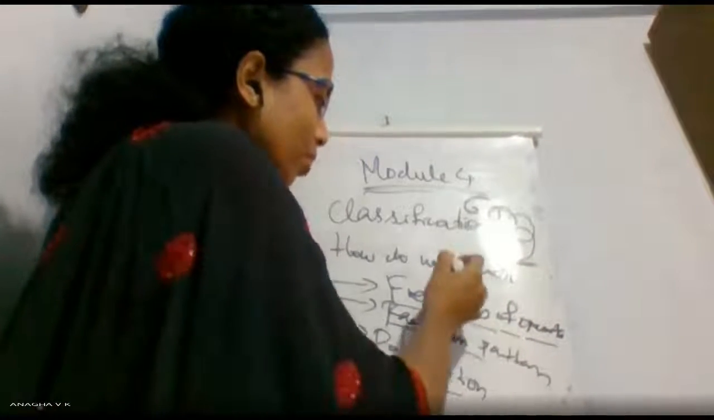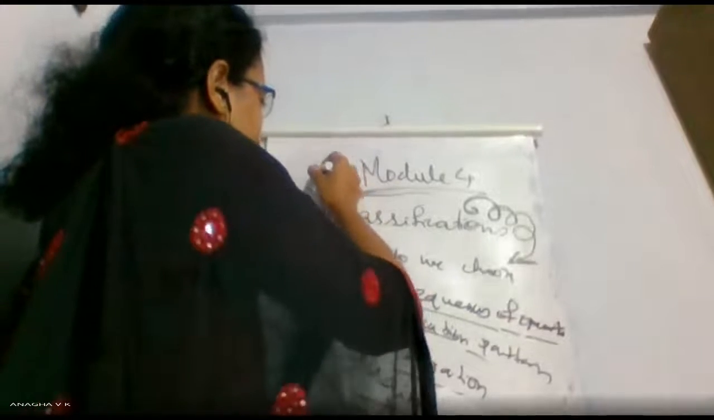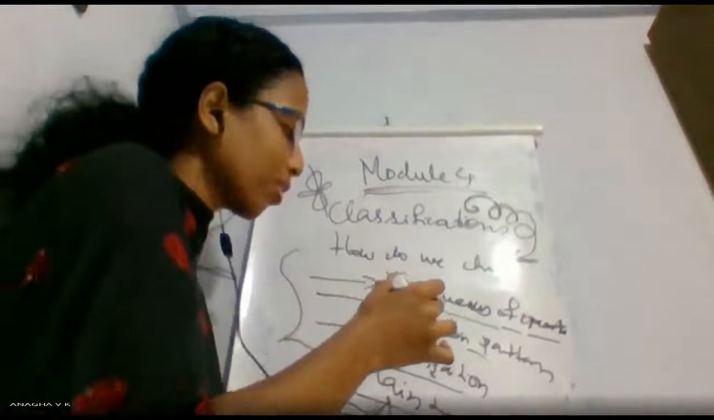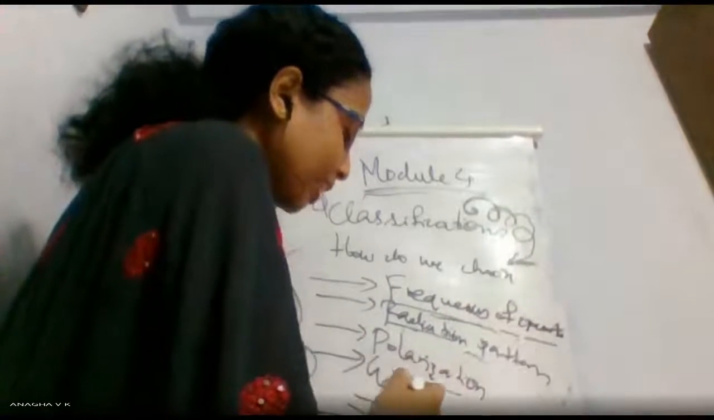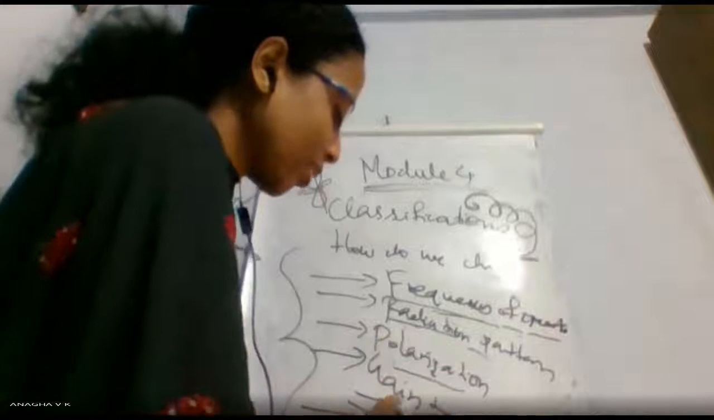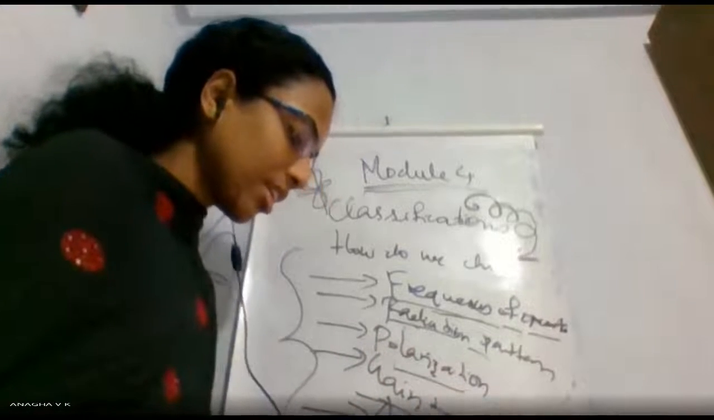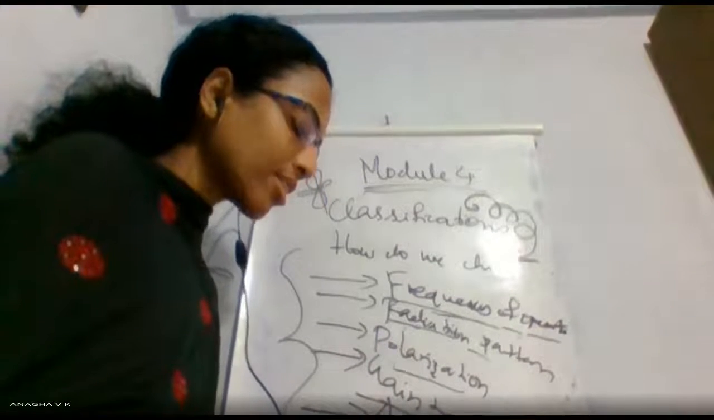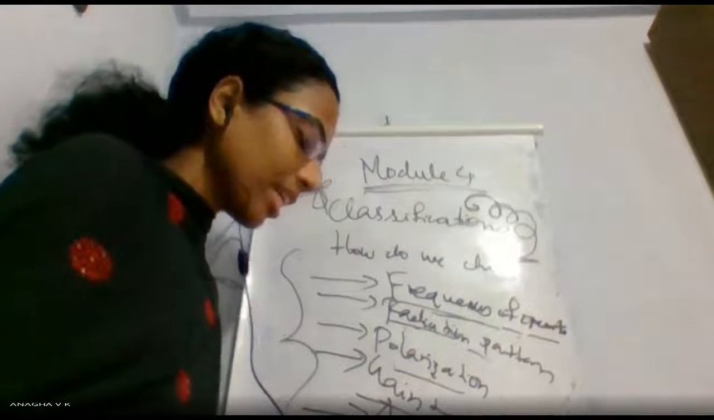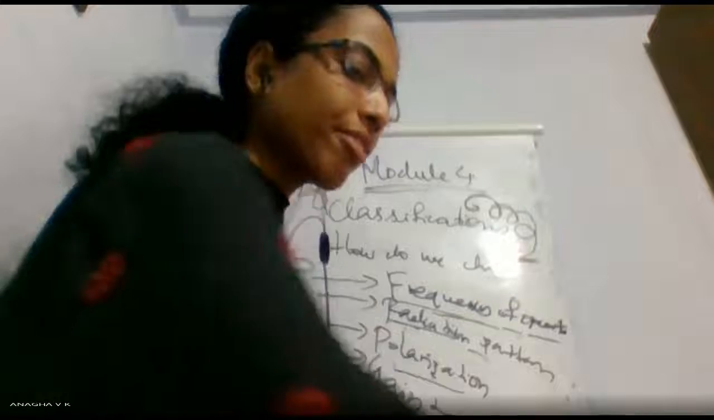Radiation pattern, you know, major lobes, minor lobes and all. Frequency of operation, gain requirements. Gain, you already know. Next one is application. So these are the choice of antenna dependencies. So next is their classification.